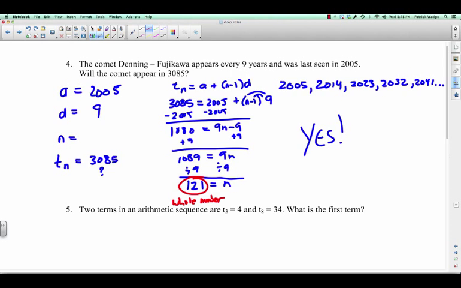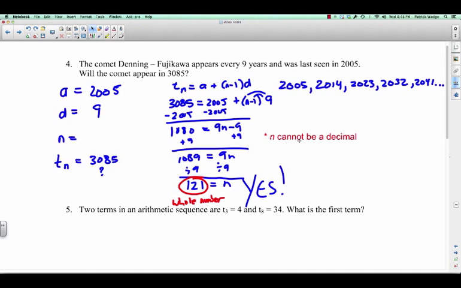Now, I want you to think about n. What's n? n is the number of terms. Can you have a decimal for the number of terms? No. If I ask you, for example, how many kids are in the class, you're going to have a whole number. You can't have a decimal. And no jokes about half a person and stuff like that. Okay? n cannot be a decimal. It has to be a whole number.